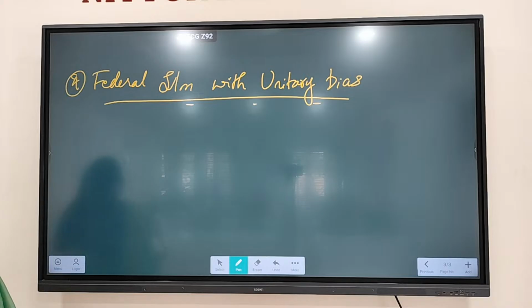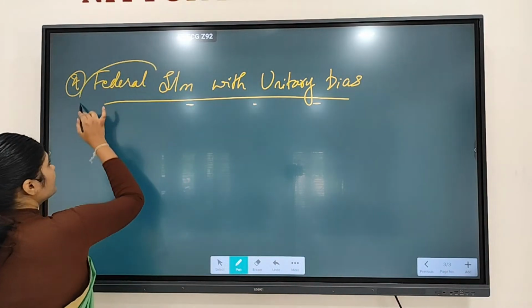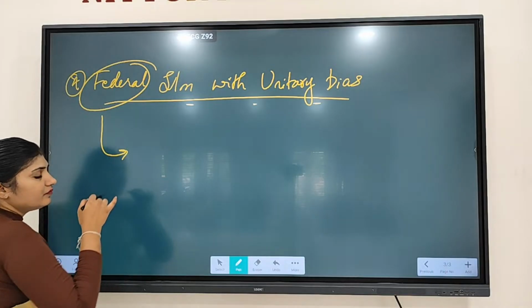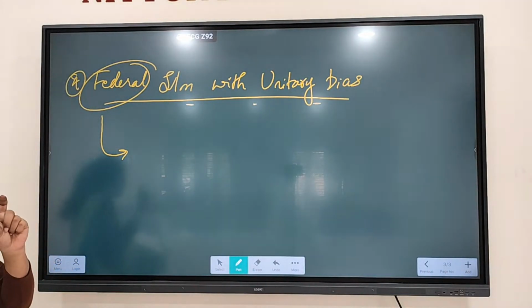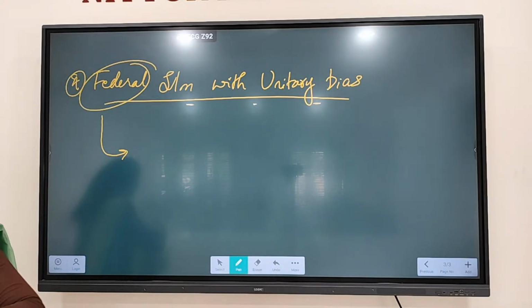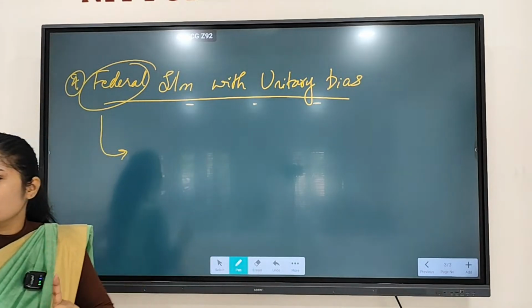What is meant by federal? Dual. It might be central and state. Here, our Indian Constitution acts as dual also, and it acts as a unitary one also.